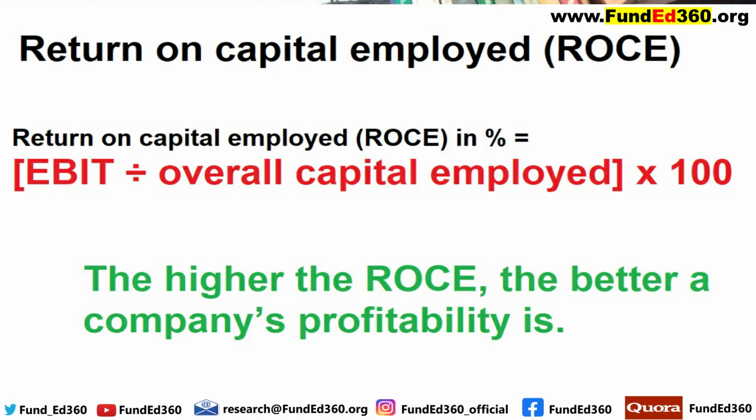So how can you calculate it mathematically? It's a ratio of EBIT, earnings before interest and tax, and overall capital employed. So EBIT divided by overall capital employed, which you can express in percentage. Then you will get ROCE. How can you find the overall capital employed? You just deduct the current liabilities from the total asset. You will get the capital employed.